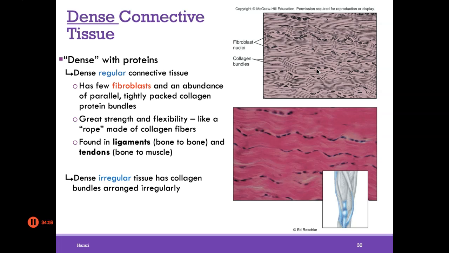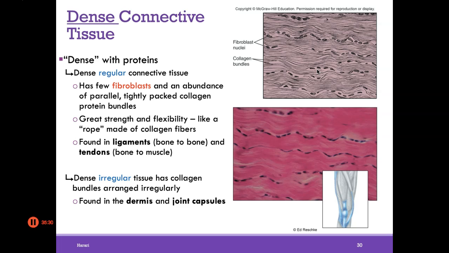Dense, irregular tissue has the collagen bundles arranged irregularly. So this is a little different. So it's thick bundles of collagen, very little room for cells, but the collagen bundles run in very random directions. And this is good for stress reduction. This could help us resist any stress. We see this in the dermis, which is just deep to the epidermis, and also in joint capsules.